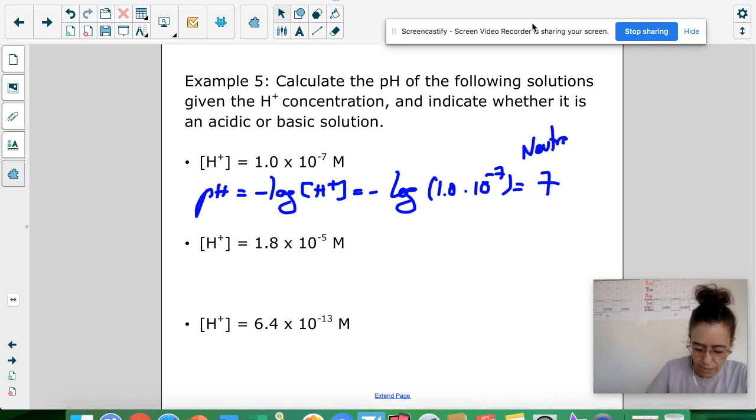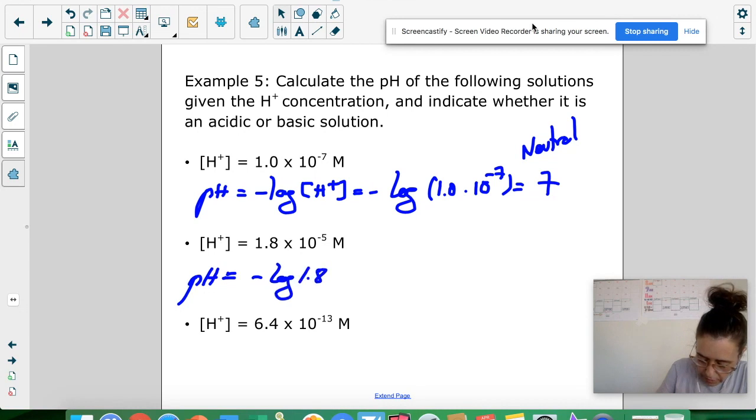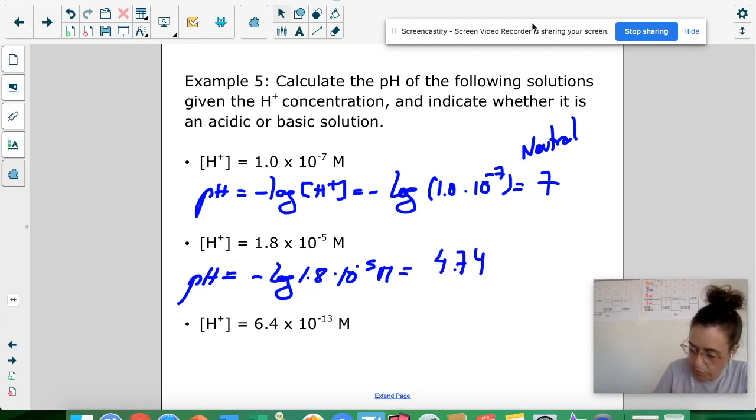Okay? If I have to calculate the pH of the following solution, and I know that the concentration is 1.8 times 10 to the negative 5th, that's going to be the negative log of 1.8 times 10 to the negative 5th. And the answer to this, you plug the numbers in the calculator, is going to be 4.74. So that means that that solution is acidic.